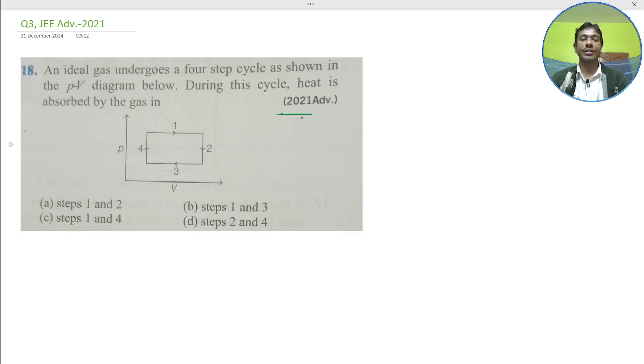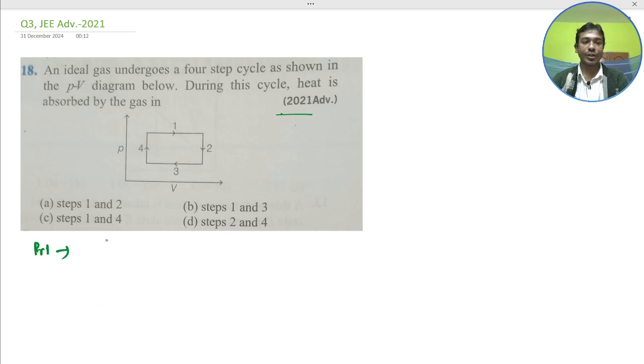Sorry, this question is coming from JEE Advanced 2021, a recent type of question, very important. It has come two times. An ideal gas undergoes four steps in the PV diagram. During the cycle, heat is absorbed by the gas in which steps? This one: 1, 2, 3, 4. So this is process 1.